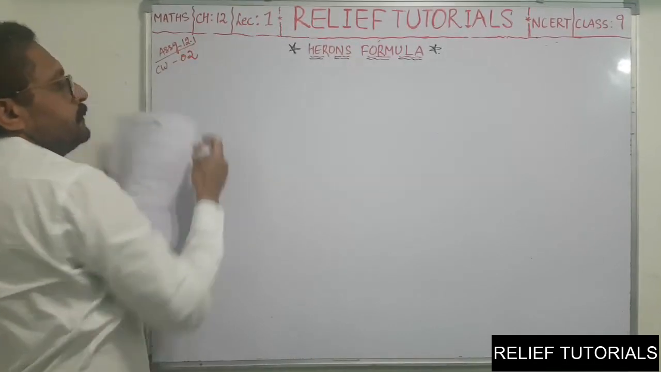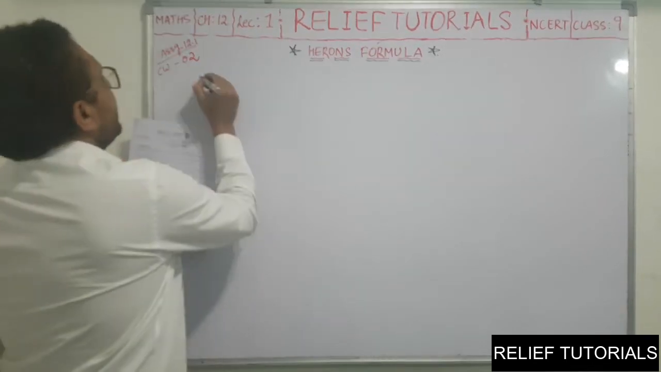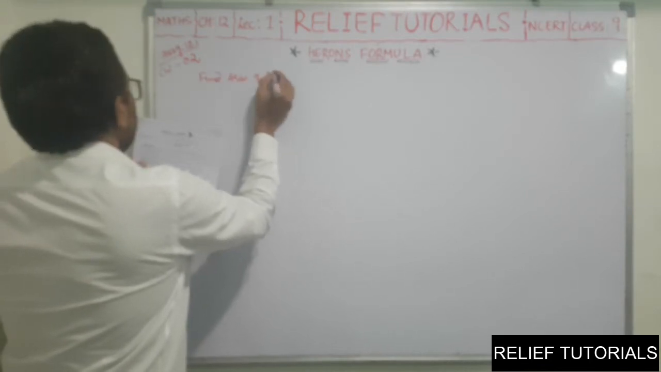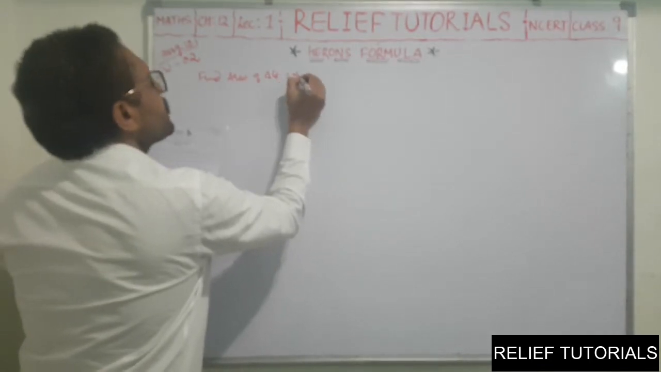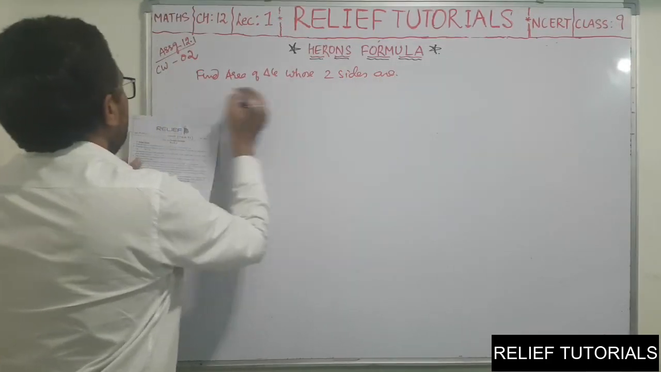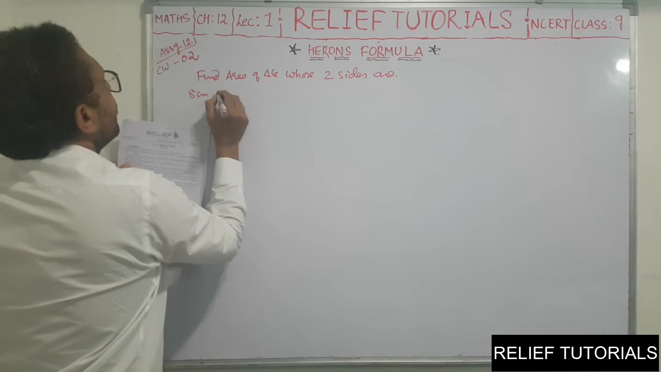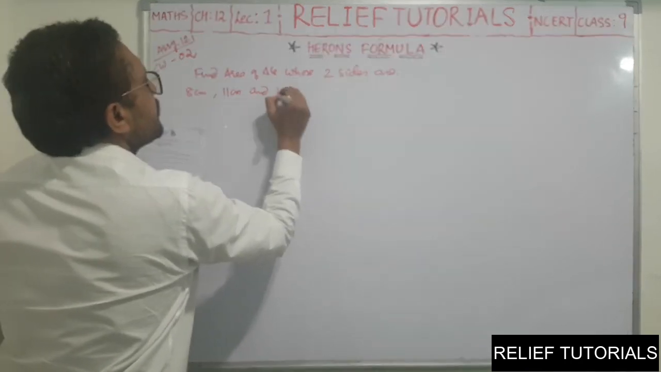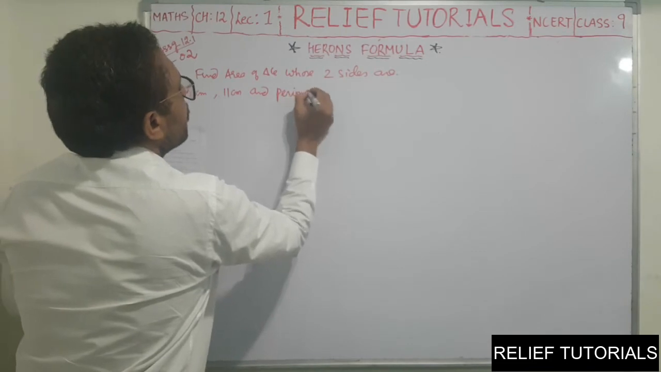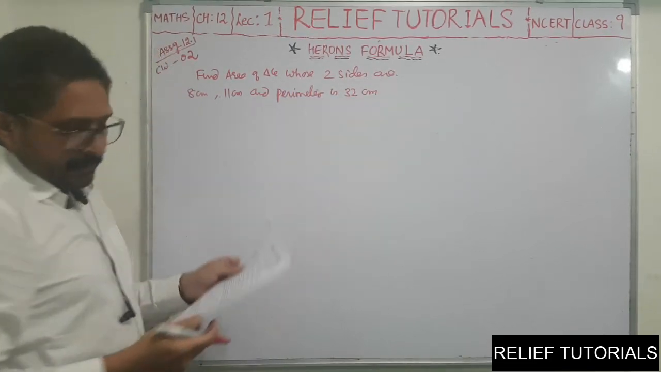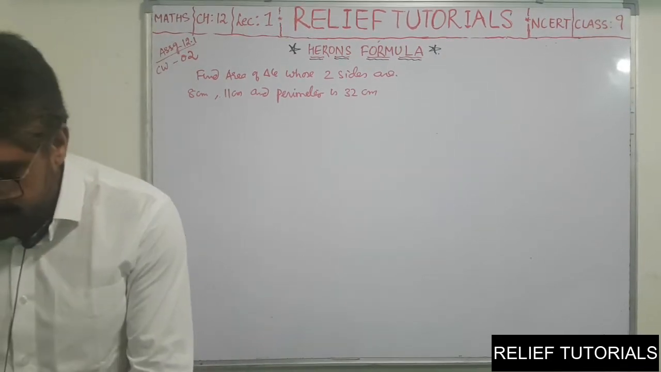Question number 2. What it says: find the area of a triangle whose two sides are 8 centimeter, 11 centimeter and perimeter is 32. Here perimeter is given.